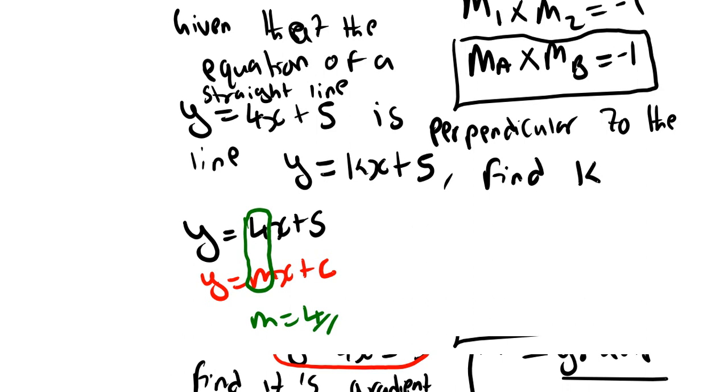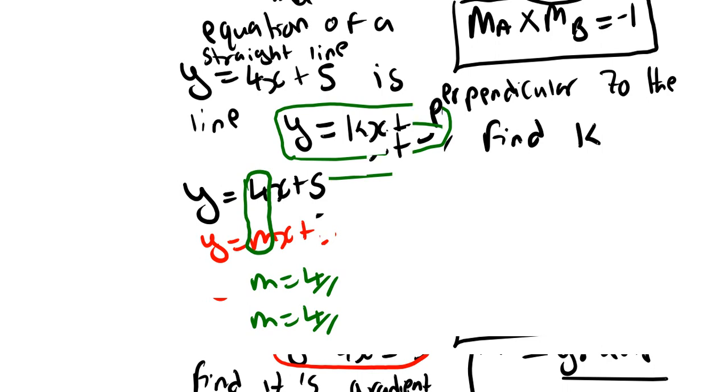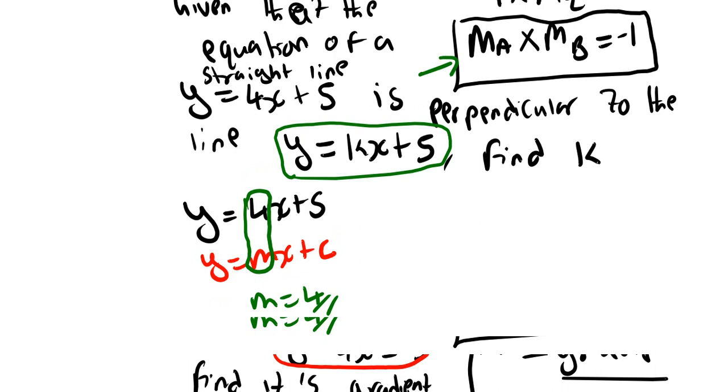Okay, nice. So now remember that it's very easy for me to find the gradient of that other line. Why? Because that other line is perpendicular to this line. And each time two lines are perpendicular to each other, we say their gradients are bound by this equation. Because if you take a look at this line which has got k in it, that equation is expressed as y = kx + 5.